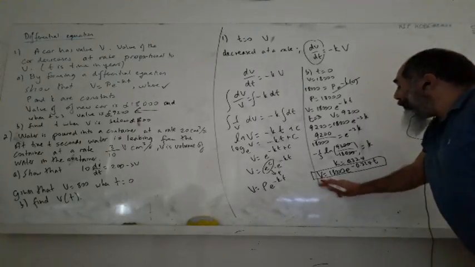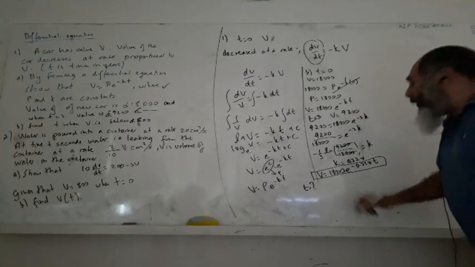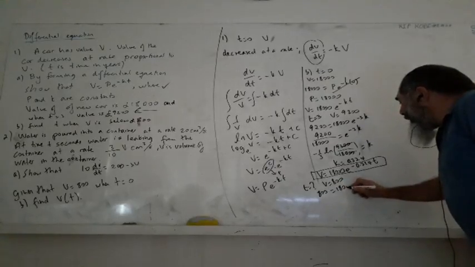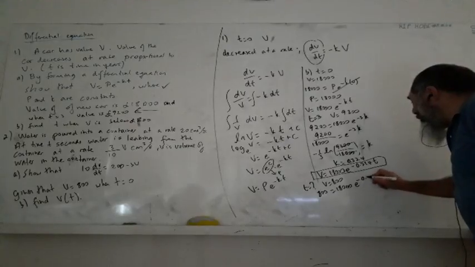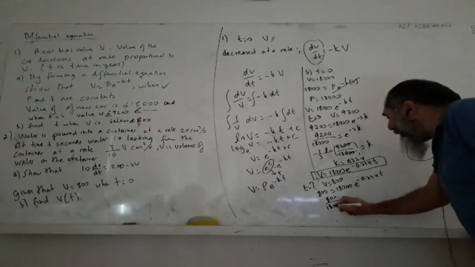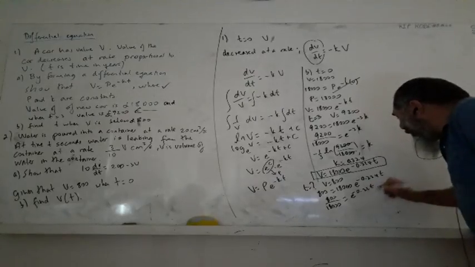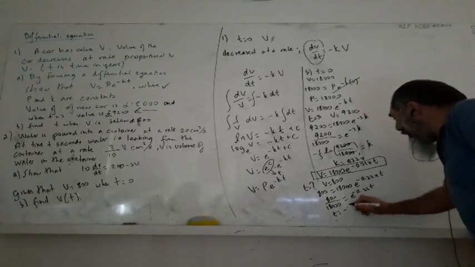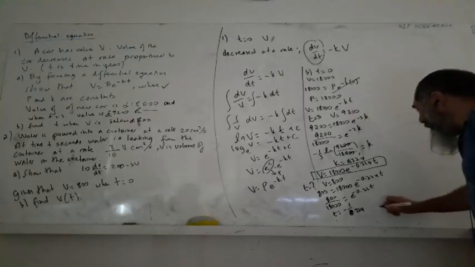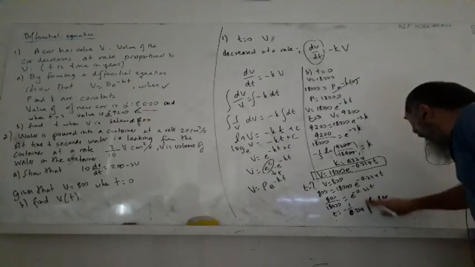What is t when V is below 800? 800 is equal to 18,000 e to the power of minus 0.224 t. 800 over 18,000 is equal to e to the power of minus 0.224 t. So t is equal to minus 1 over 0.224 ln of 800 over 18,000.